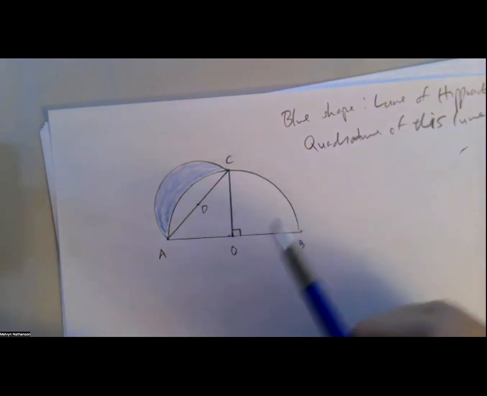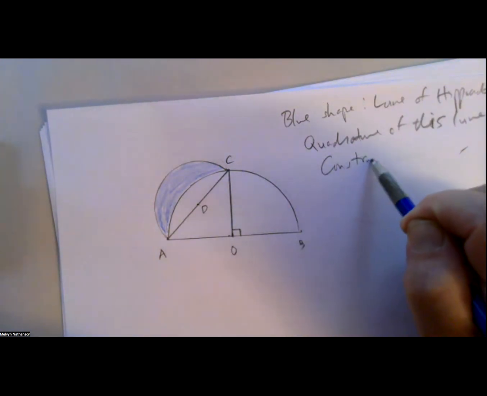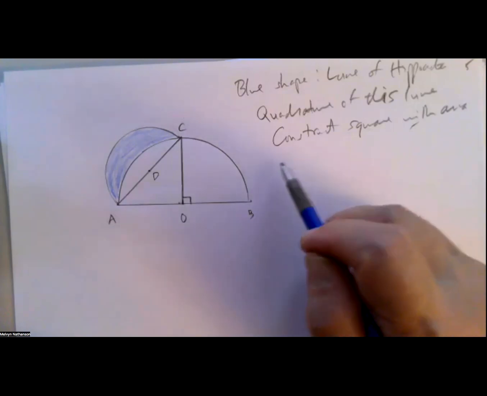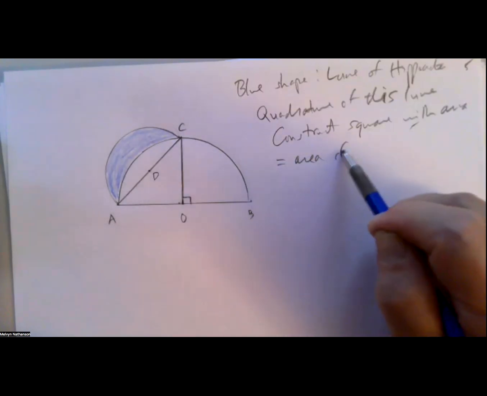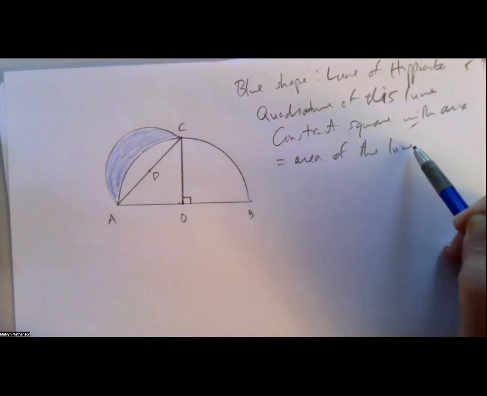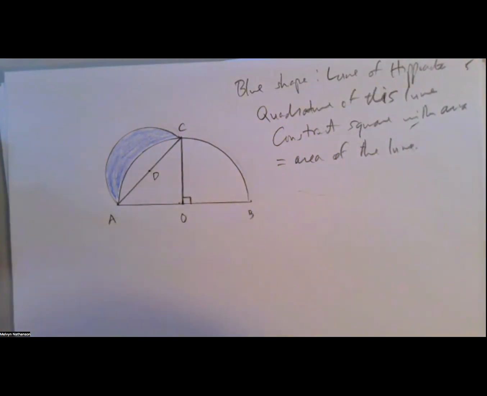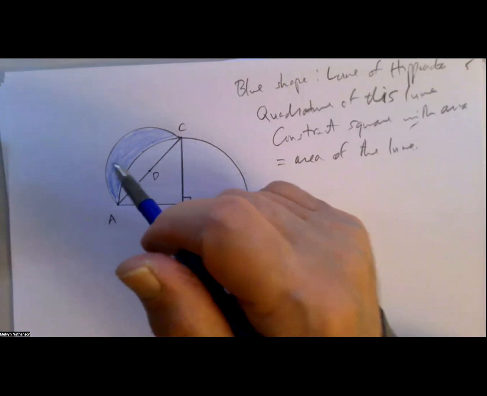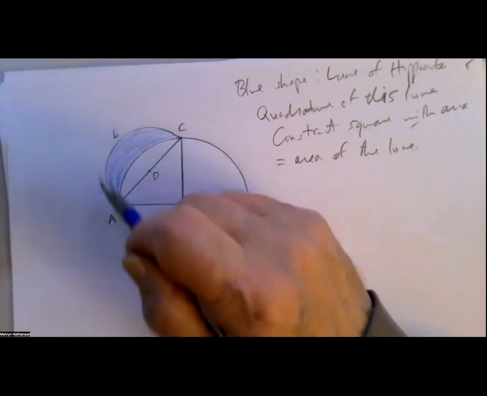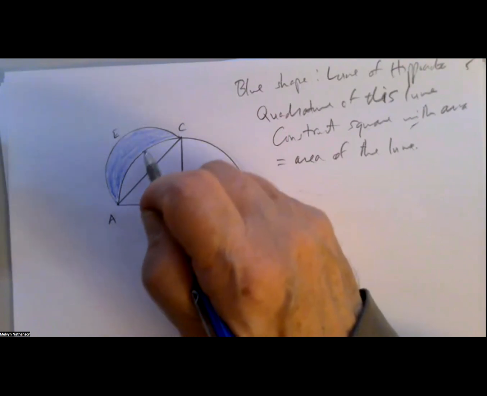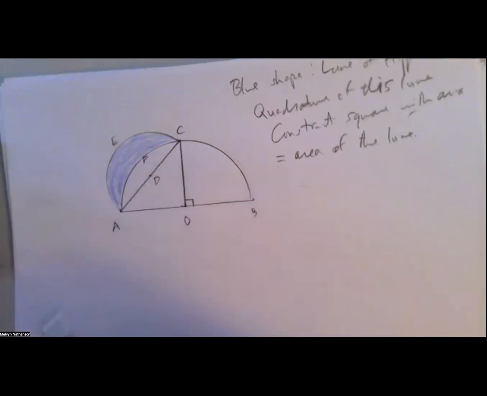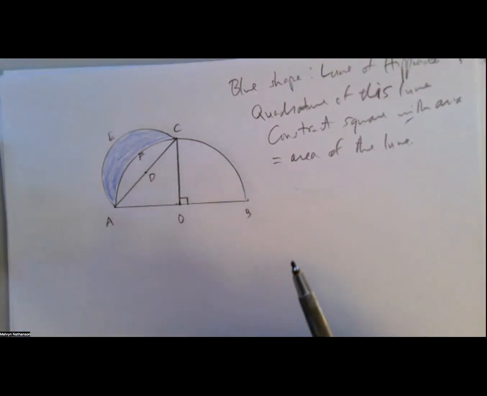We want to construct a square with area equal to the area of the lune. So for purposes of exposition, let's say E is just some point on this semicircle, and F is some point on this semicircle. So we're interested in this blue lune, AECF.